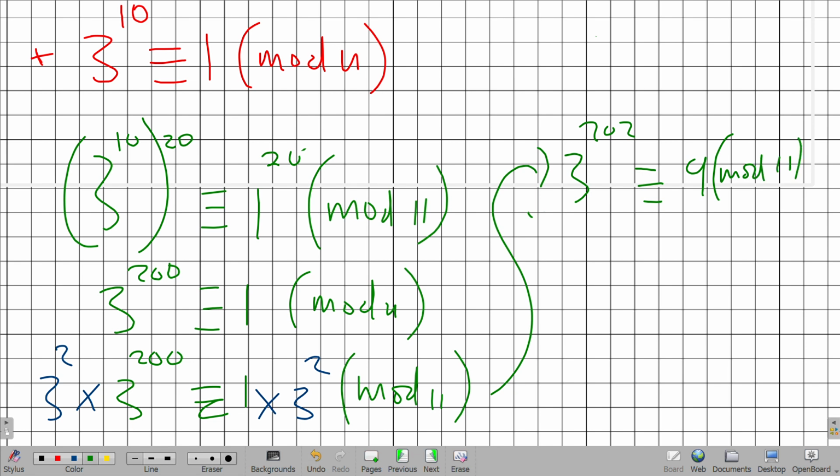And since 9 is less than 11, we can say whenever we divide 3 to the power of 202 by 11, the remainder is 9. So our remainder here is 9, using the Fermat theorem. So it's a case of seeing the conditions that are there, and then you use them to justify your answer. All right, next example.